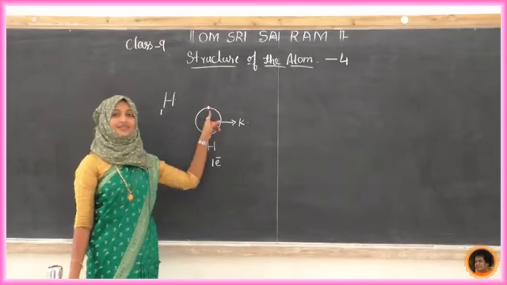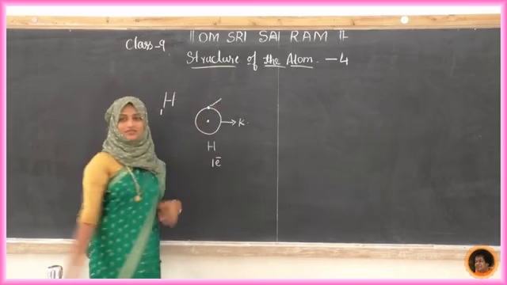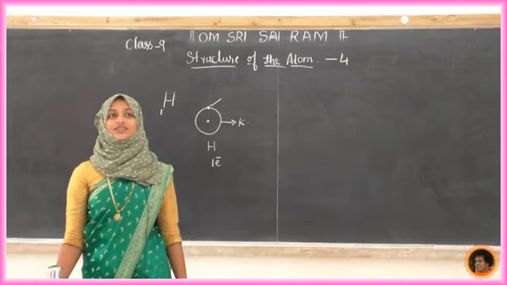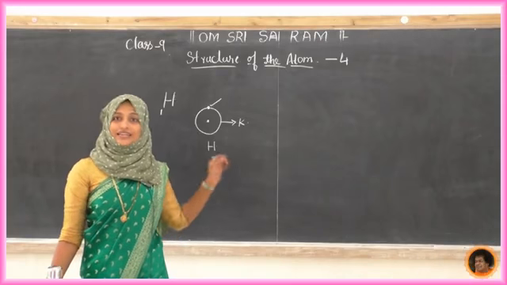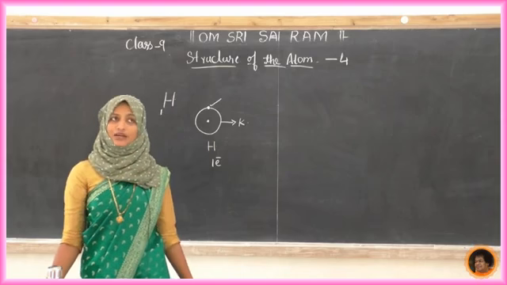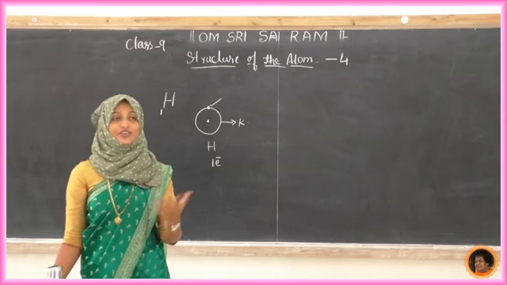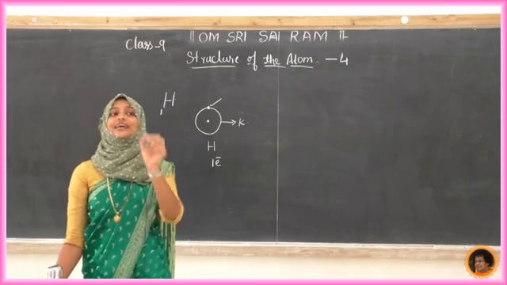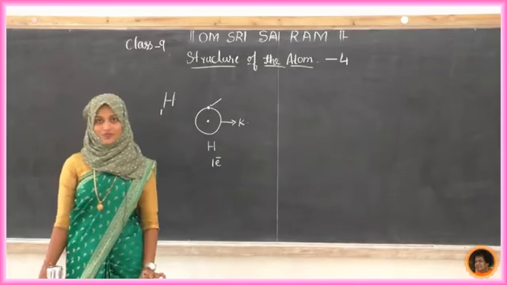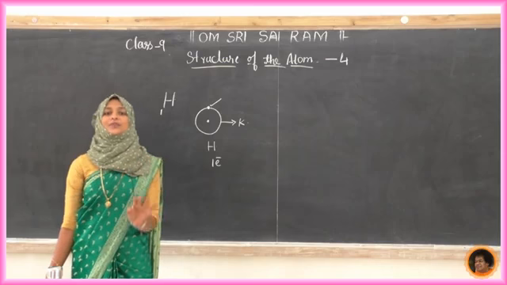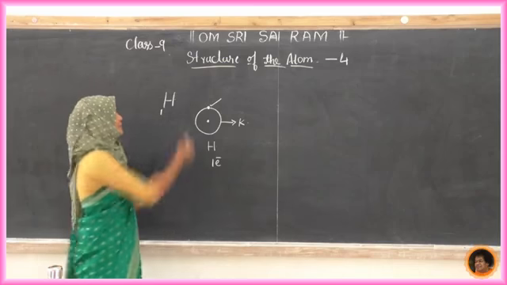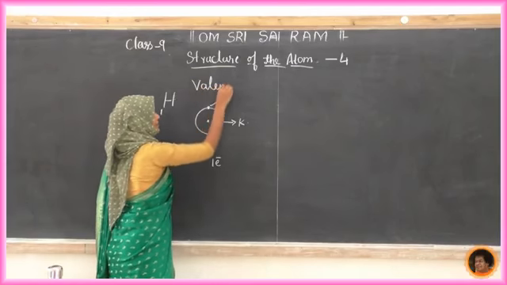Now see here, this outermost electron, in the outermost shell, is called a valence electron. The electrons present in the outermost shell of an atom are called valence electrons. So in today's class we are going to study about valence electrons and what valence is. Okay, write down the heading: valence electron.